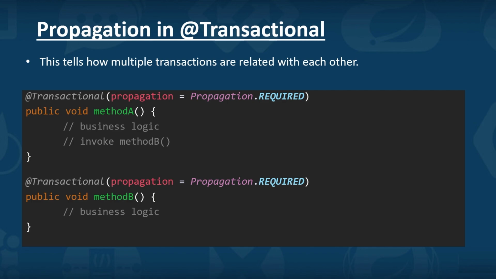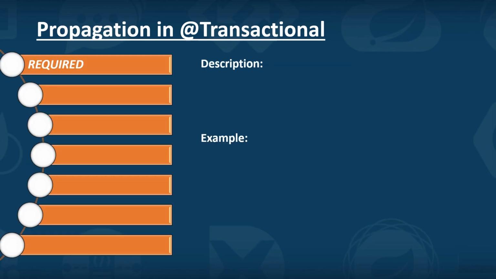That's why, if you remember, in the previous video we didn't mention anything like propagation. We were just simply discussing, and it was working fine because at that time it was making use of required propagation. But besides this, there are 7 different types of propagation. So let's try to understand all these 7 types one by one. For each, first we will see the description, what the definition tells us, and then we will try to understand it with the same example of method A and method B.